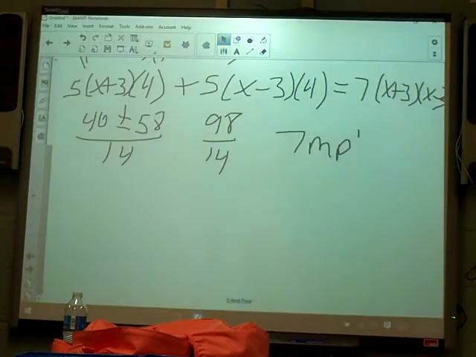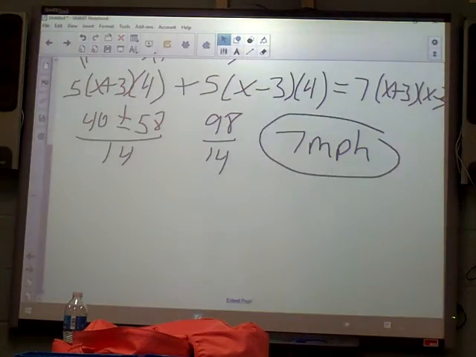So in relationship to our problem, if he's rowing upriver, he'd be rowing 4, because it would slow him down 3. If he's rowing downriver, he'd be rowing 10, because it's speeding him up 3.